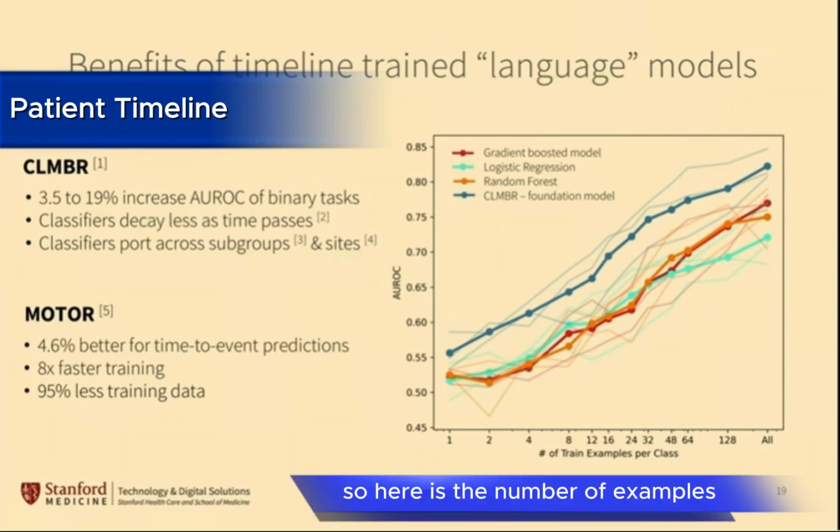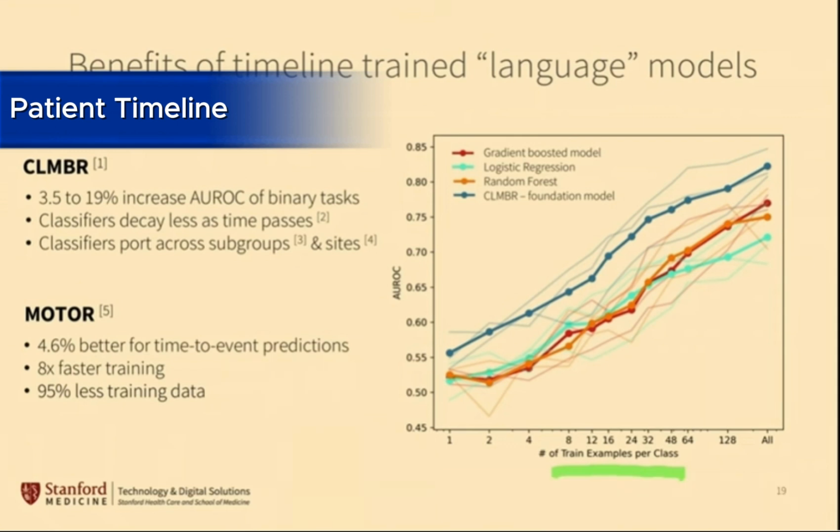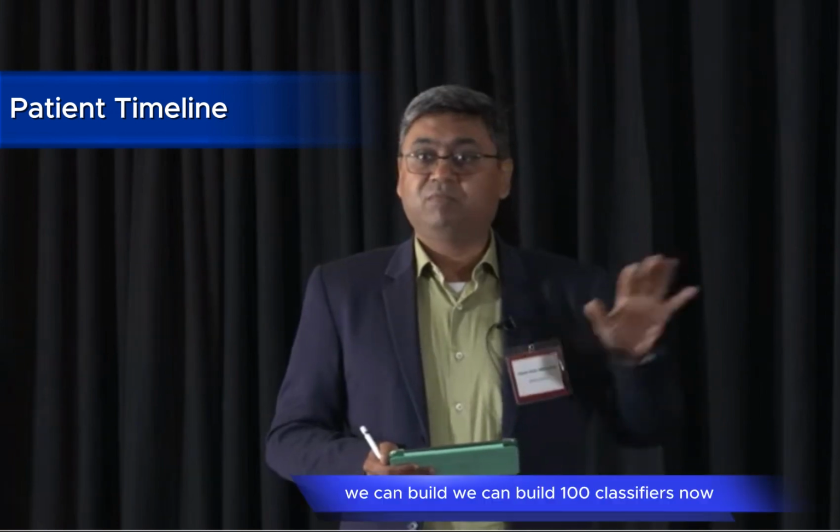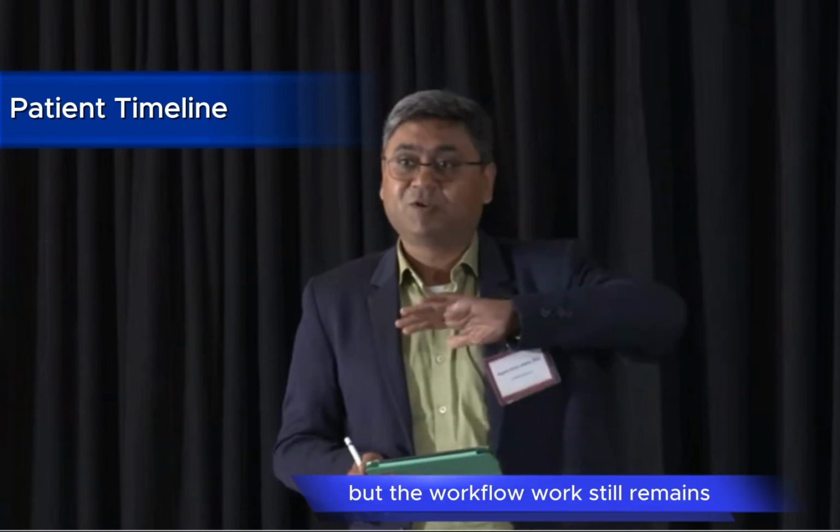So here is the number of examples you need to train a classifier or train your AI. And here is performance on this side. Pay attention to the blue line. At 64 positive examples, it meets the performance of the red line, which is trained using all the data. I can train classifiers with 64 examples. Now that's awesome. We can build 100 classifiers now, and it's not going to cost me 10 years and $27 million.